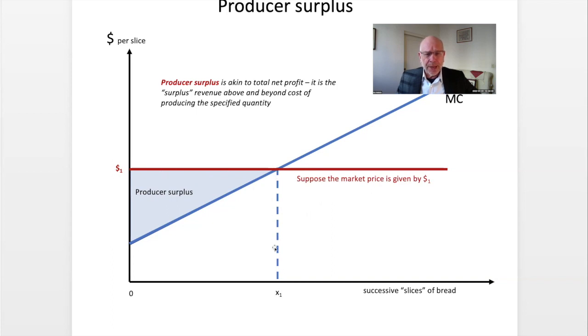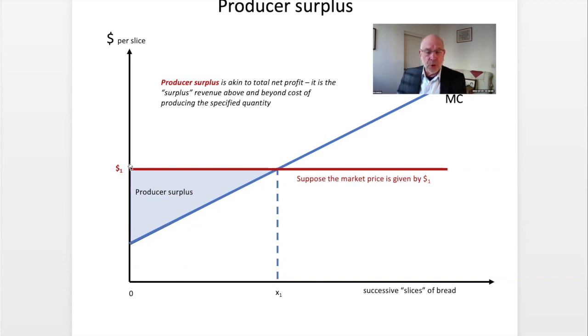And again, the same kind of reasoning we use to describe this consumer surplus applies here to the producer surplus, that if we look at the intramarginal slices of bread, so to speak, the price received by the producer exceeds the cost of that marginal product.